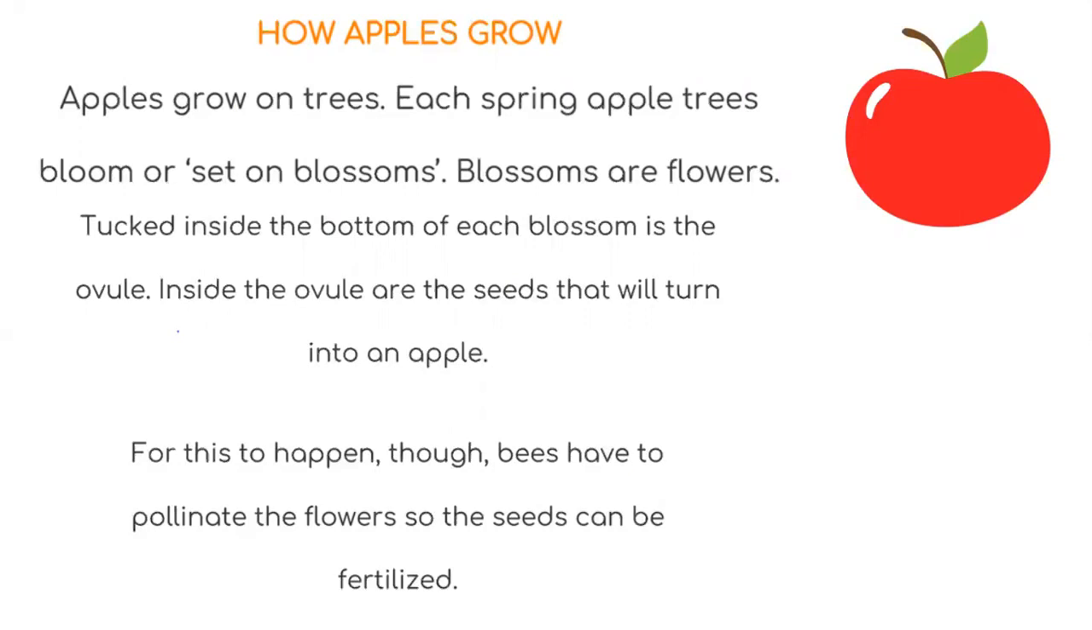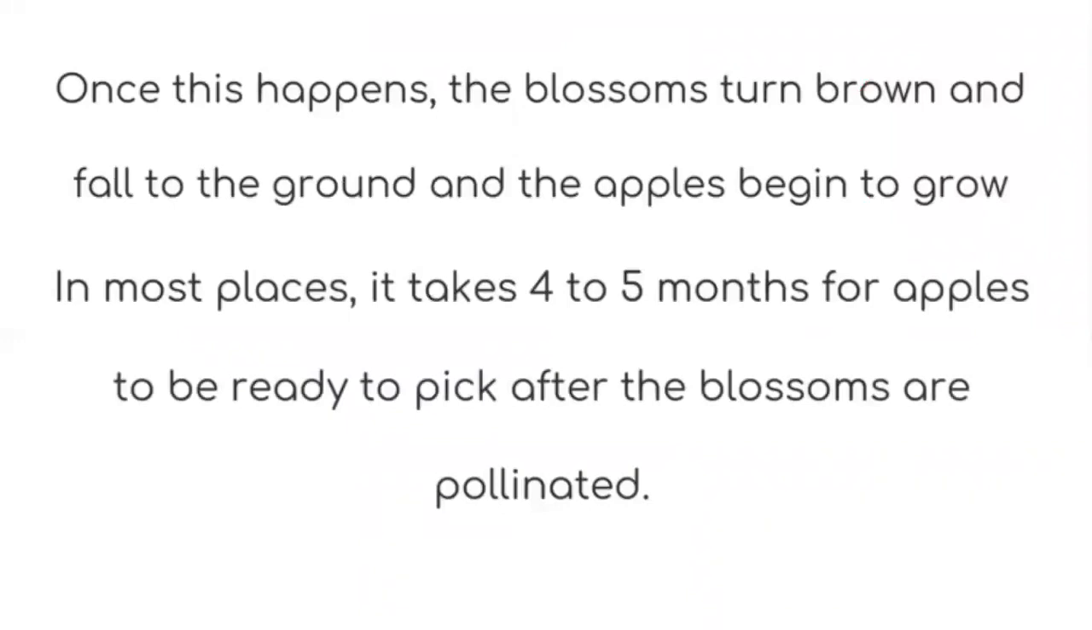So before a tree has apples on it, it has flowers. For this to happen, though, bees have to pollinate the flowers so the seeds can be fertilized. So we need bees to come and pollinate the different flowers so then they can turn into apples. Once this happens, the blossoms turn brown and fall to the ground and the apples begin to grow. In most places, it takes 4 to 5 months for apples to be ready to be picked after the blossoms are pollinated. So after those blossoms fall off the tree, it takes 4 to 5 months for apples to grow. And then we pick them from the trees and we get to eat them.